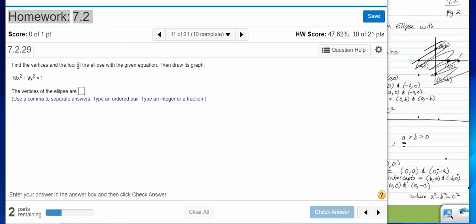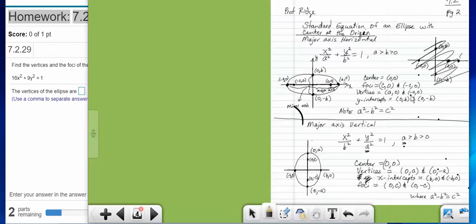7.2.29, find the vertices and the foci of the ellipse with the given equation, then draw its graph. 16x squared plus 9y squared equals 1. Okay, so this is already 1, but notice we want to have this written as just x squared. So what you need to do is actually rewrite.